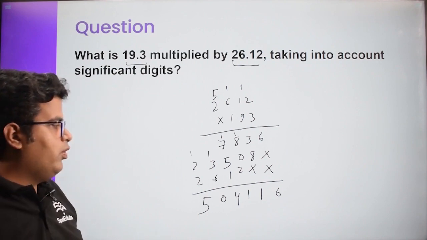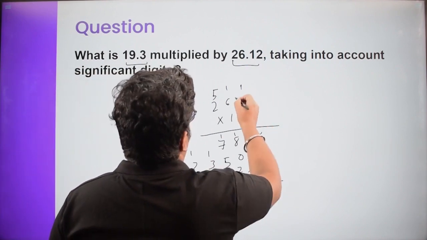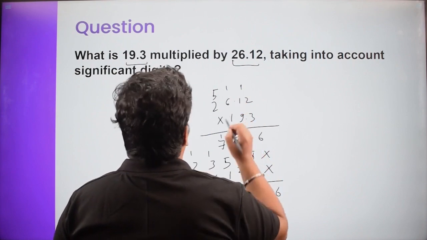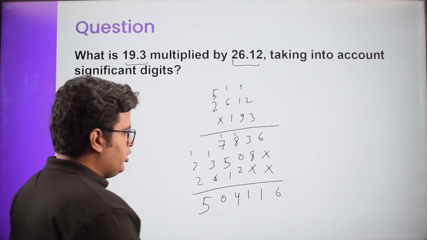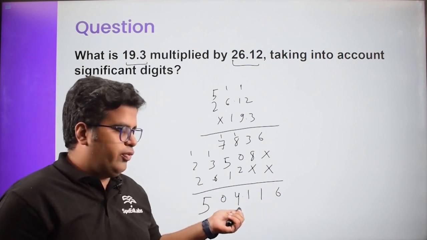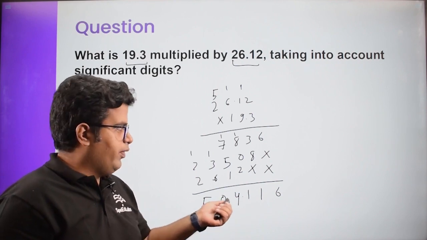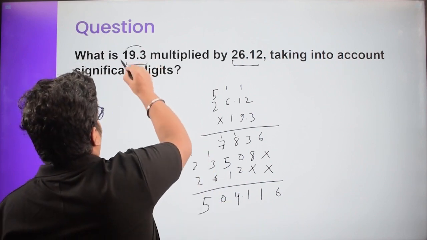so we have 504116. Now if I ask you what was the decimal position, so we have in this here and this we have here. So in total we have up to 3 decimals, means 3 digits before we apply the decimal. So we have 504.116. Now if I ask you the least significant digits in this, how many are there?